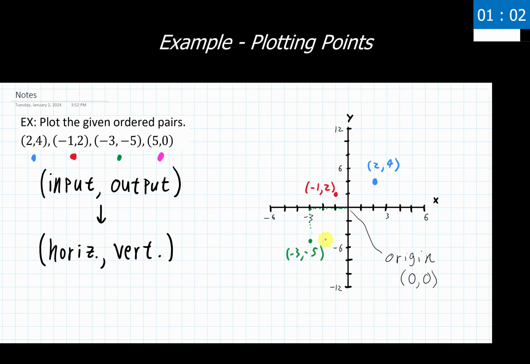And then my last point over here at 5, 0, again, I'm working horizontally first. So from the origin, I'm moving over 5, which is going to put me right here. And then 0. That means I am not going to move up or down vertically in any way, shape, and form. So the point 5, 0 is just going to sit right on the x-axis. And this happens fairly regularly with our points on the x-axis or sometimes on the y-axis. There's nothing wrong with it. It just tends to happen from time to time.